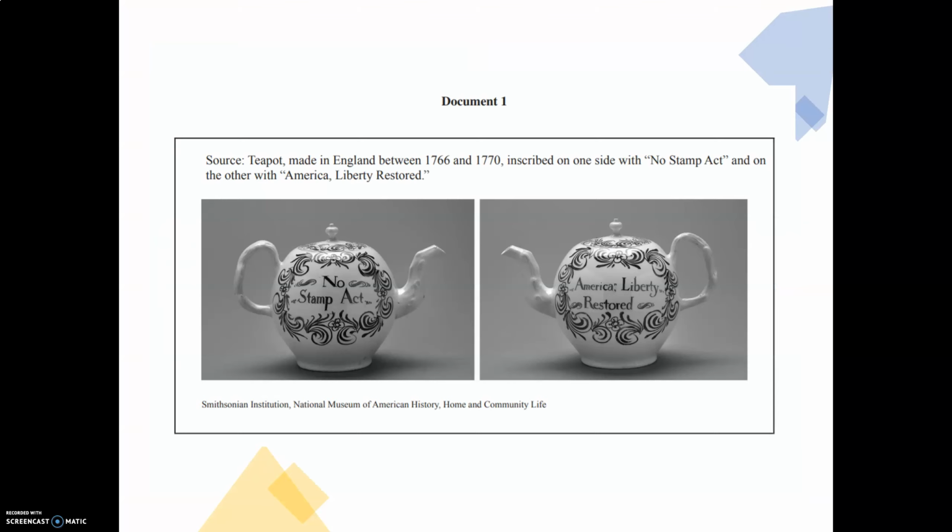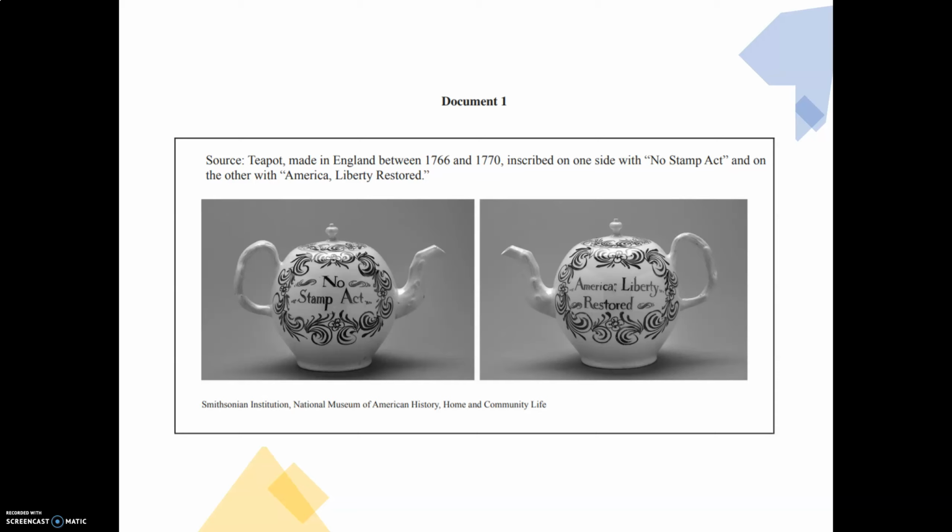So what I thought we would do is we would look at the documents together. Now, because this is an older prompt, there's still going to be 7 documents on here, but that's okay. The more exercise, the more practice we get with that, the better. But just remember, on your DBQ, you'll only be doing 5 documents, not 7. So our first document says here it's a teapot made in England between 1766 and 1770.